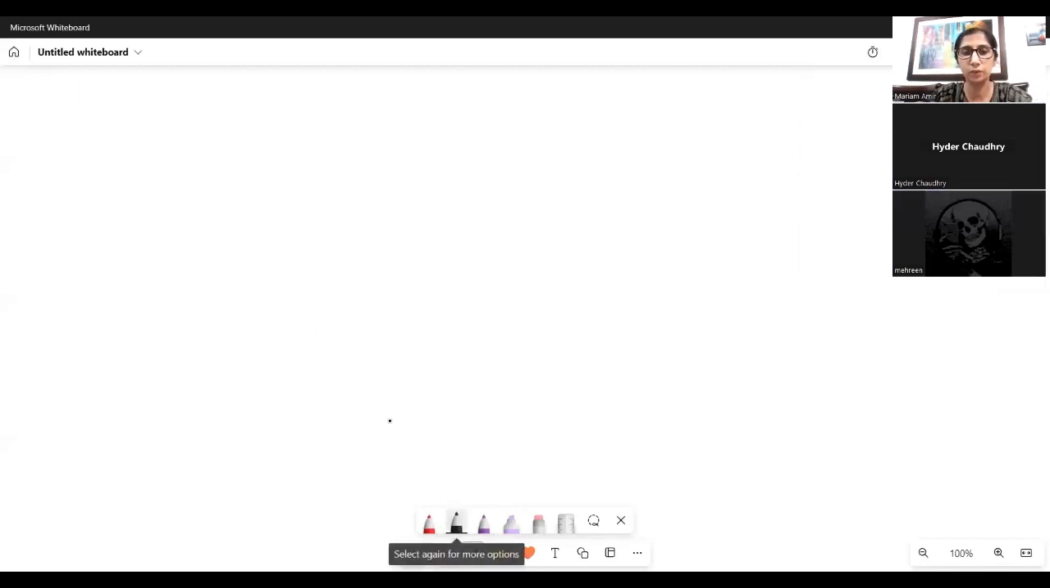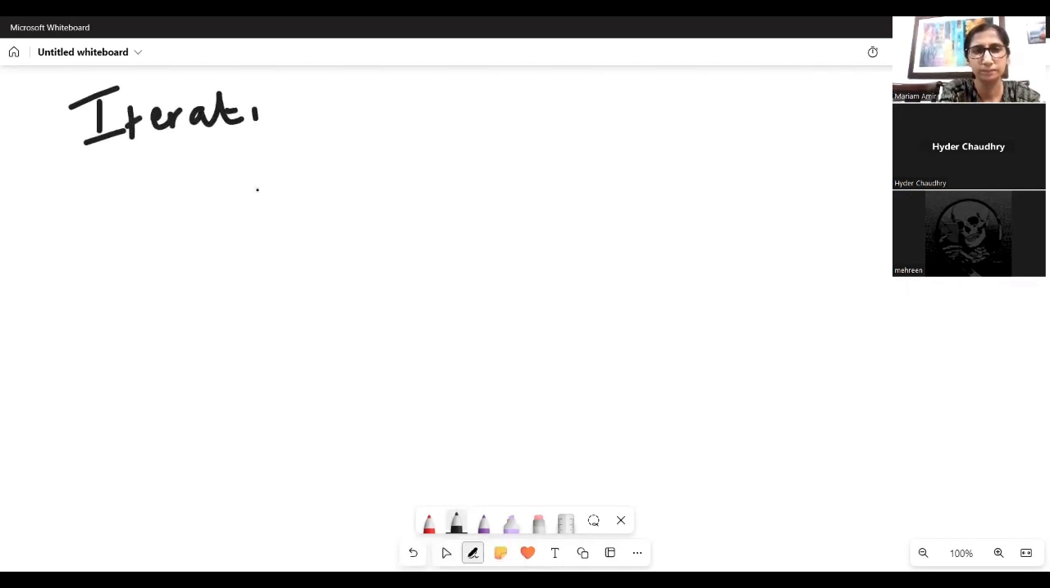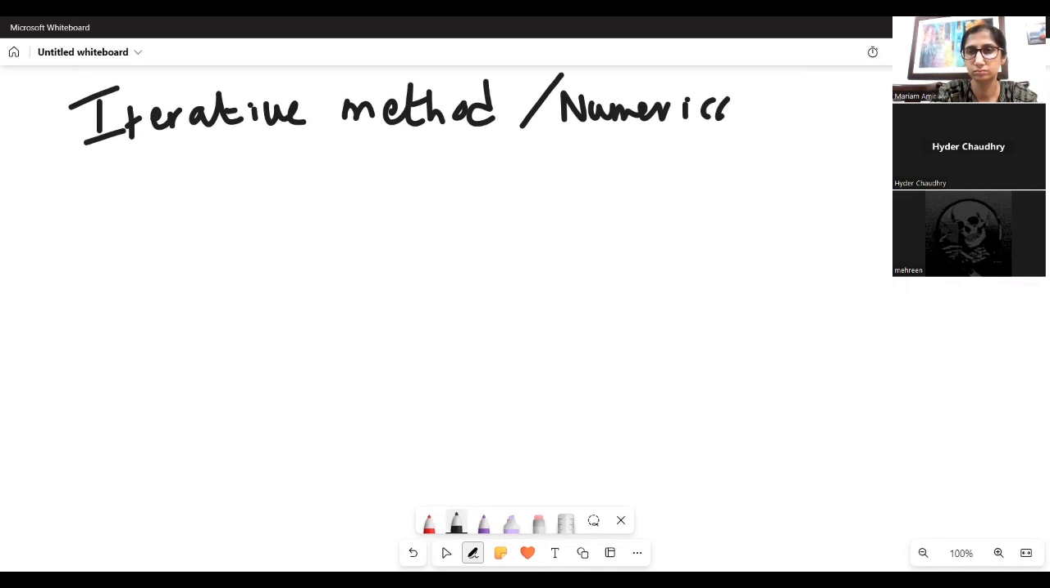Starting a new chapter today, which is called iterative methods, or numerical solutions in some books. I'm going to directly start the topic with a question from the book.